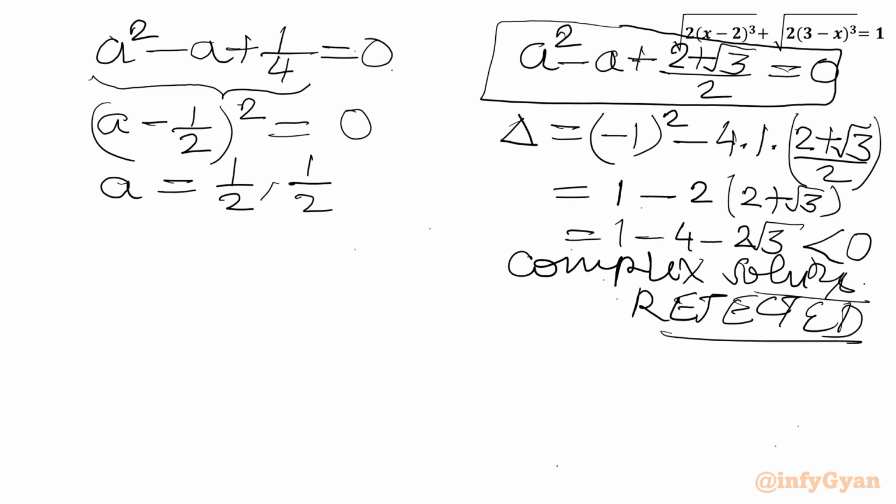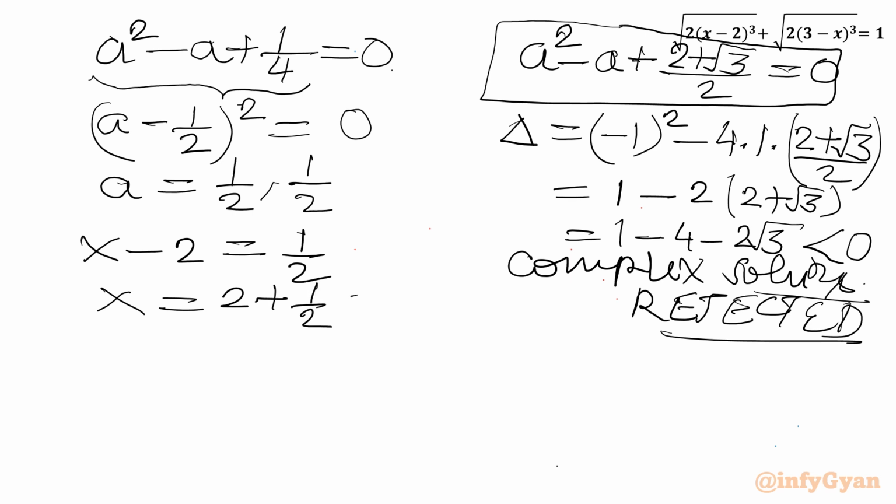Now A was our substitution. A was equal to x − 2. So I will write here x − 2 equal to half with multiplicity 2. So x will be equal to 2 + 1/2, or 5/2. So this is our final solution.